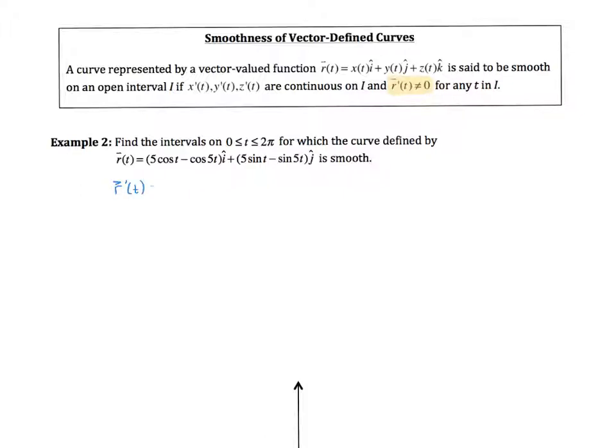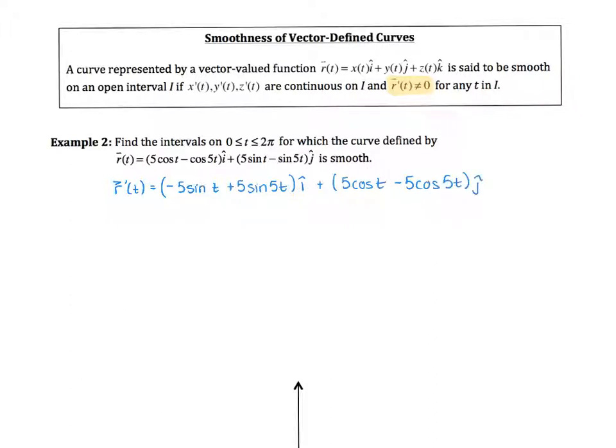So r prime of t. Again, to differentiate this, we're just going to go component by component. So the derivative of 5 cosine t will be negative 5 sine t. And then this next one will differentiate to a positive sign, so positive 5 sine 5t, and that's your horizontal component. And then if we continue differentiating our vertical component, that will be negative 5 cosine 5t, because we remember chain rule, always.